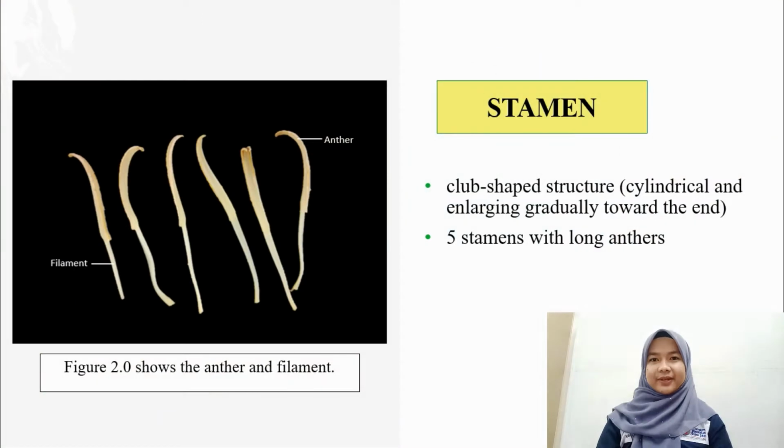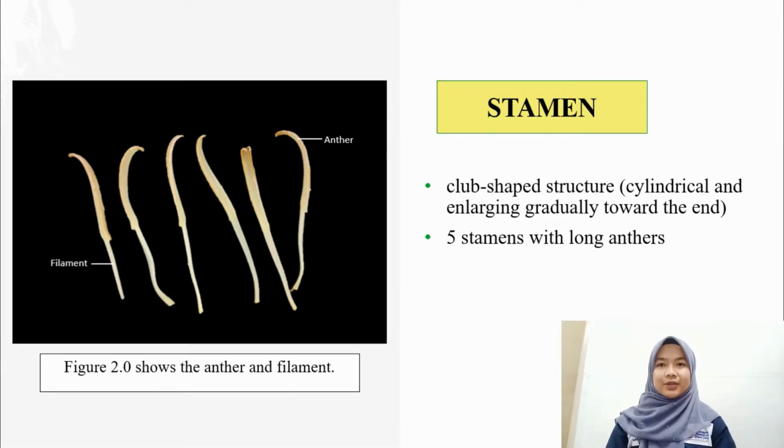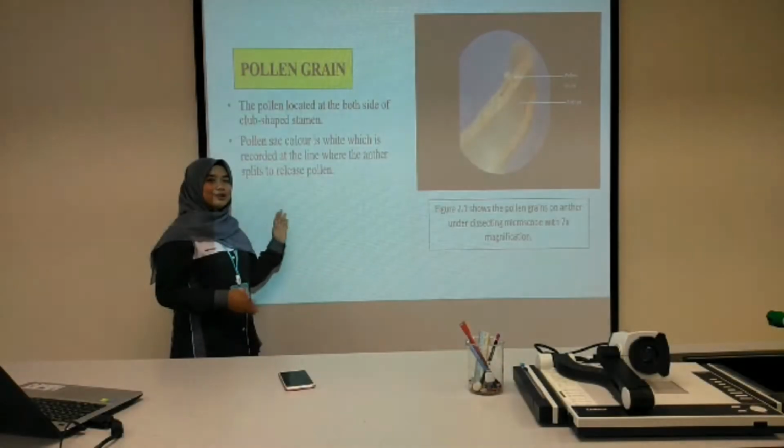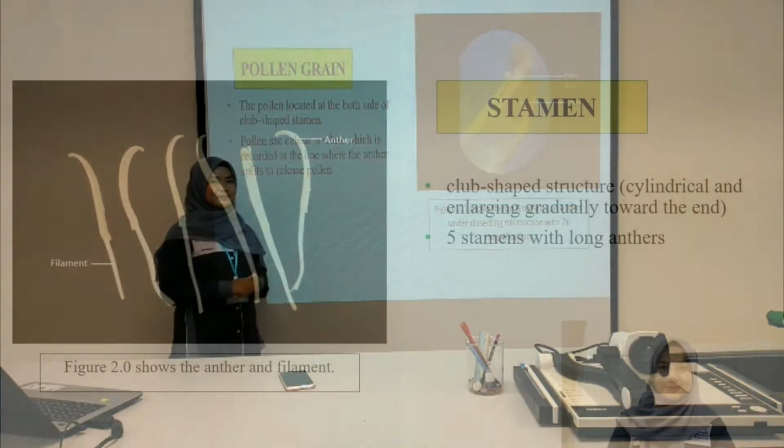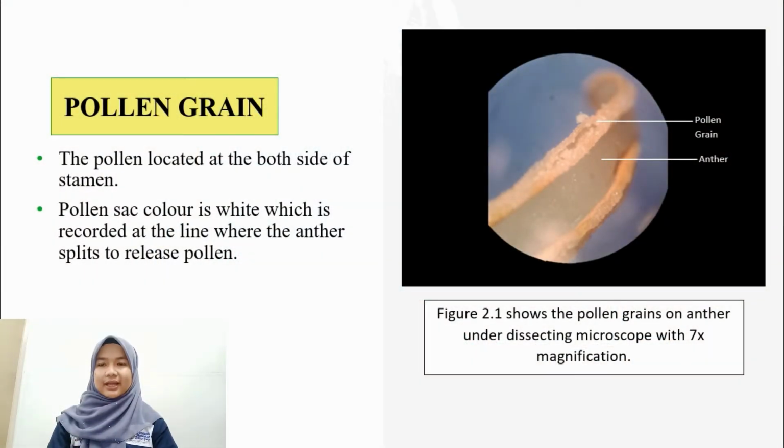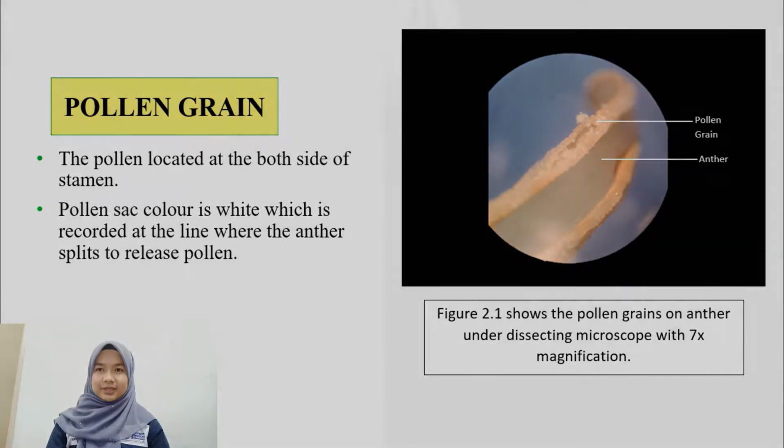For stamen of banana flower, it have club-shaped structure which is cylindrical and enlarging gradually towards the end. Then it have 5 stamens, long anther. Figure 2.0 shows the anther and the filament. On the anther, there are many pollen grains. The pollen grain located at the both sides of stamen, and then the color is white, which is recorded at the line where the anther split to release the pollen.